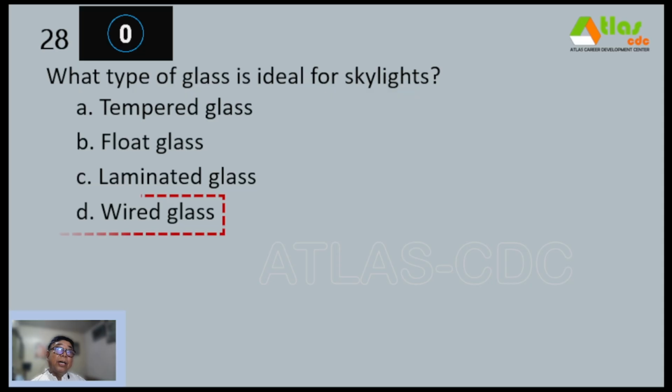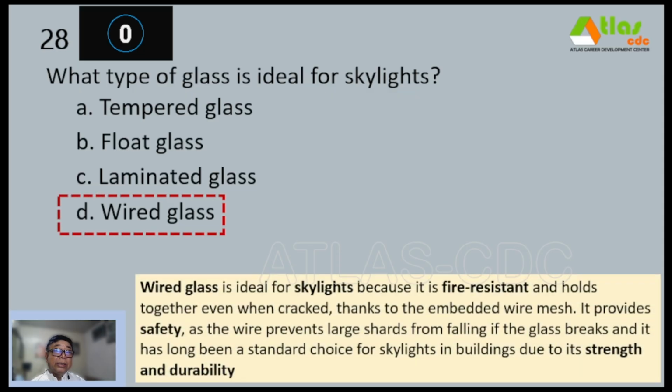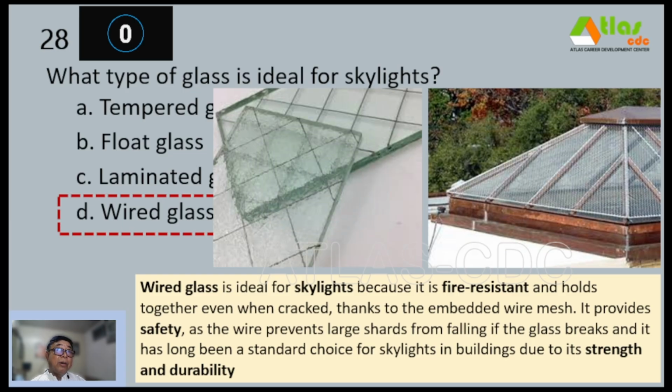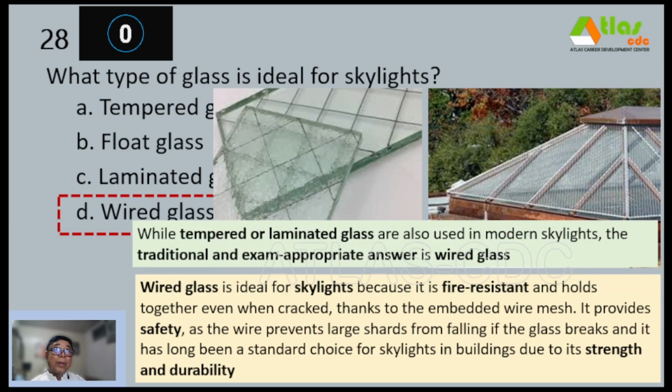And our correct answer is letter D, wired glass. So wired glass is ideal for skylights because it is fire resistant and holds together even when cracked, thanks to the embedded wire mesh. It provides safety as the wire prevents large shards from falling if the glass breaks. And it has long been a standard choice for skylights in buildings due to its strength and durability. Okay, so this is a wired glass for a skylight. While tempered or laminated glass are also used in modern skylights, the traditional and exam-appropriate answer is wired glass.